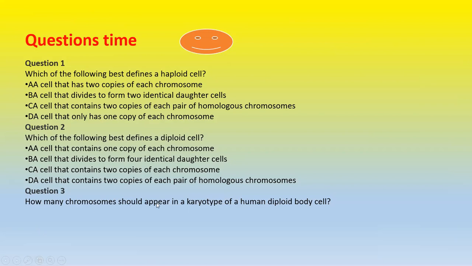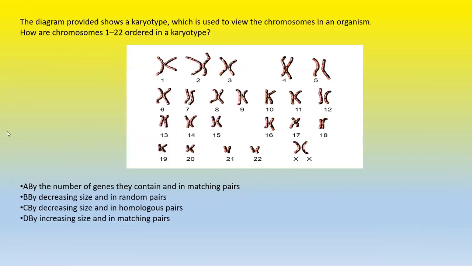How many chromosomes should appear in a karyotype of a human diploid body cell? We agreed the number of chromosomes is 46 chromosomes, or 23 pairs. Okay, this diagram shows a karyotype, which is used to view the chromosomes in an organism, with chromosomes number 1 to 22 in this order.